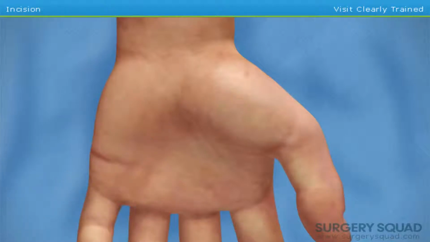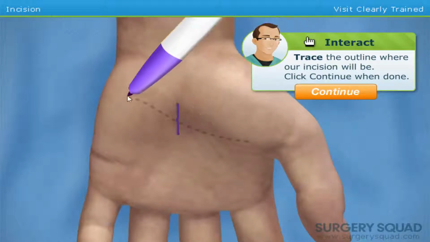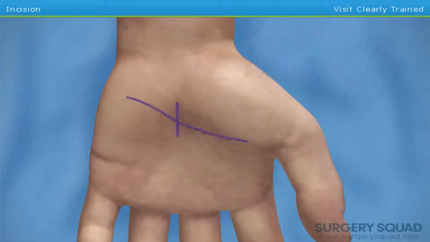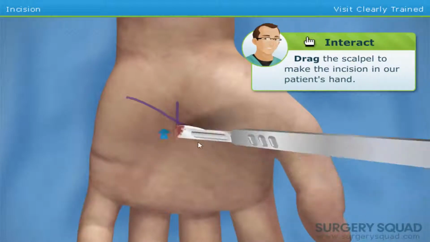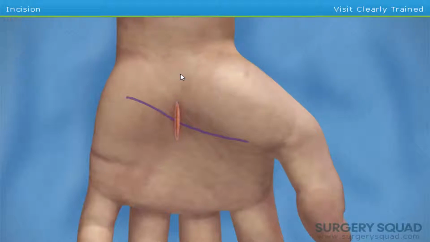With the wrist anesthetized, we can now begin the operation. I've already tied a tourniquet around the patient's upper arm. Can you go ahead and outline where we'll be making our incision? Looks good to me. We'll be making a 3/4 inch incision at the intersection of those lines. Now take the scalpel and make the incision. Nice! I couldn't have done it better myself.